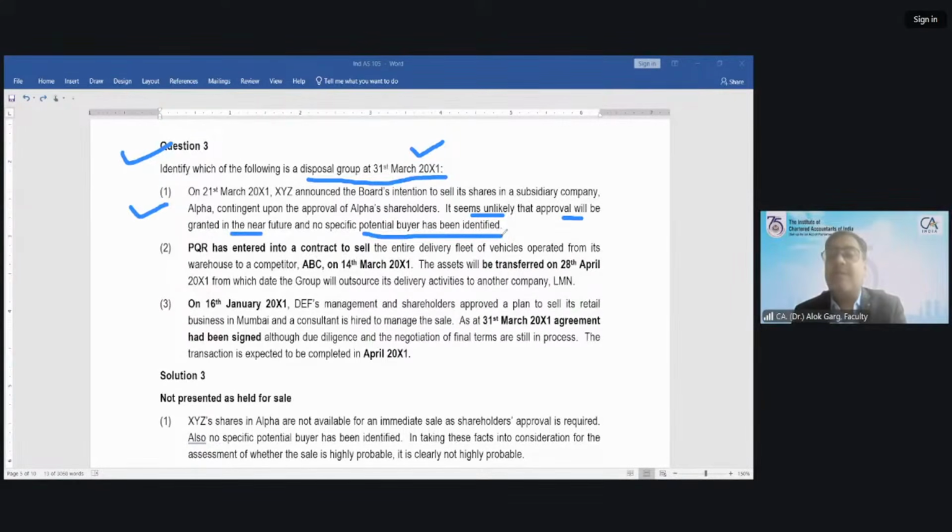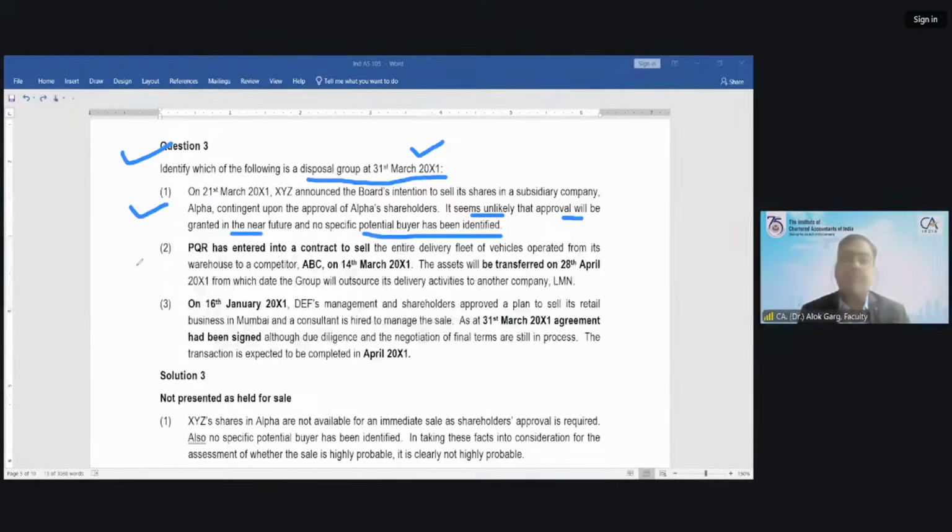But here it says that the approval is also unlikely in the near future. So looking at all these conditions, this investment, or this subsidiary, is not classified as a disposal group, right? Okay, it is not classified as a disposal group.